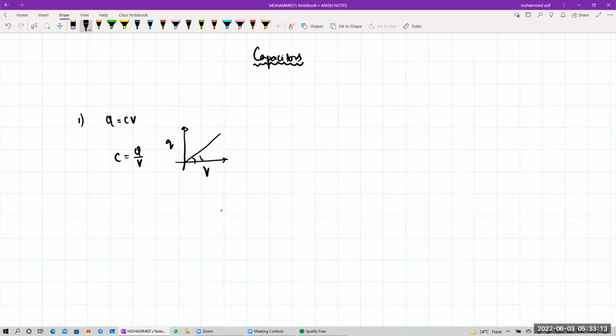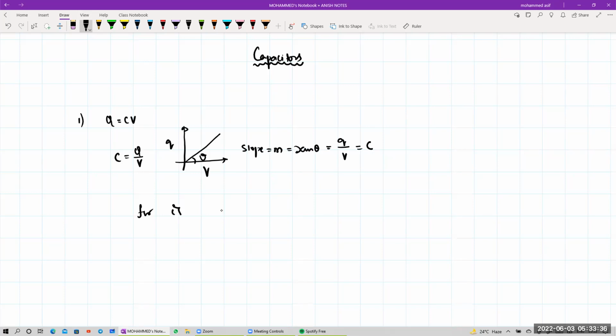So this will be your theta. What will be the slope here? Slope is nothing but tan theta. So this tan theta value is equal to how much? Q by V. So Q by V will give me how much for C. So slope will always give me what? Capacitance. Okay.